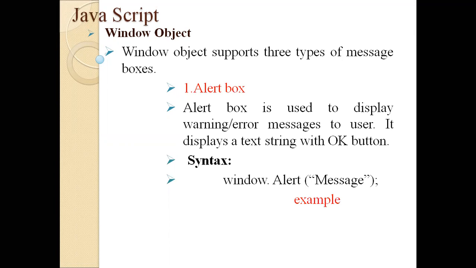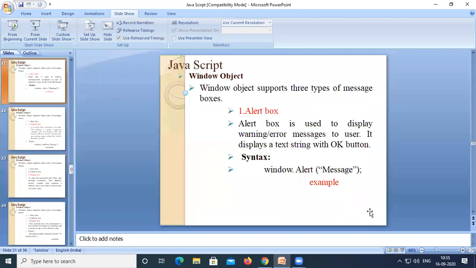So let us have an example on this alert box, right? How this alert box can be created on the window by using JavaScript code, right? How the things will be done. Let us have a look at the programming window here.